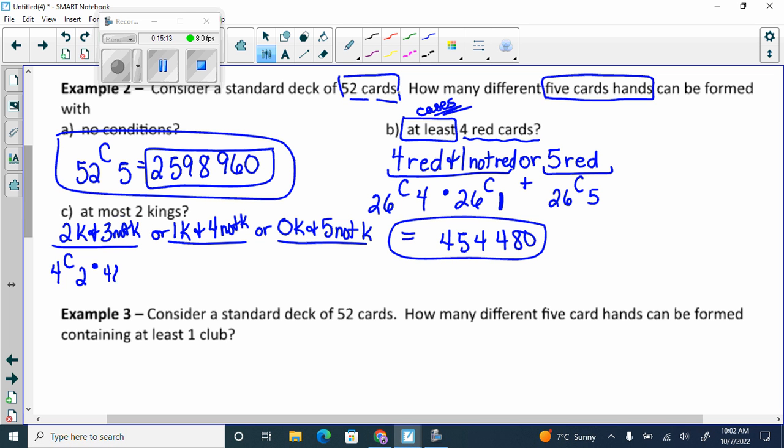So we get 48C3, plus 4C1 times 48C4. You can choose to show the 4C0 or not, because 4C0 is 1. So if you put it there, it's 1. If you don't put it there, it's still 1. Times 48C5.